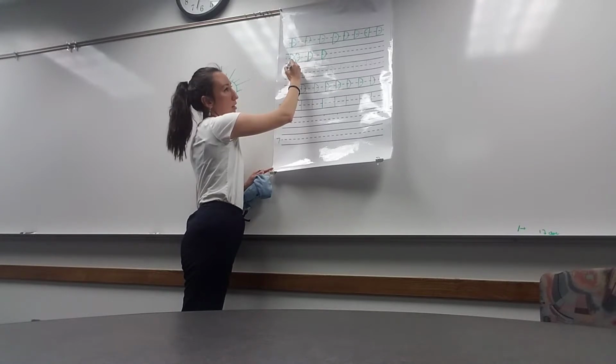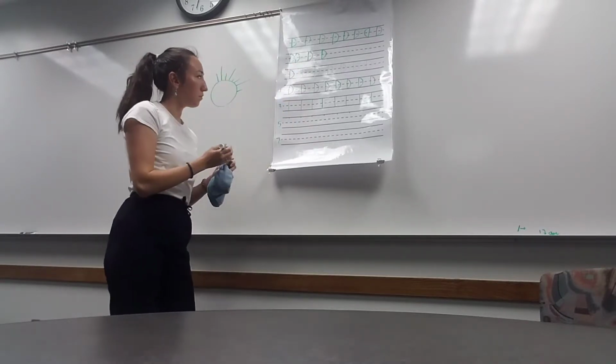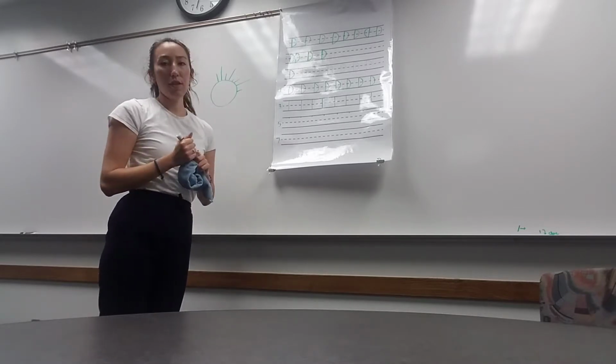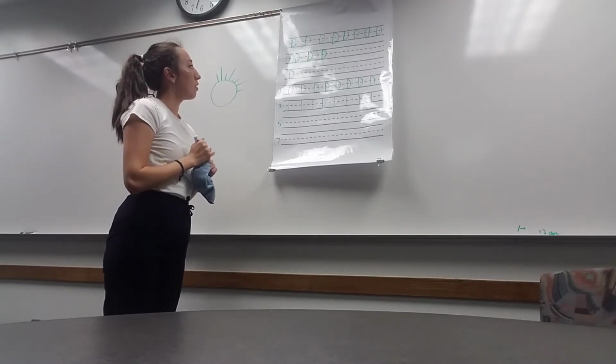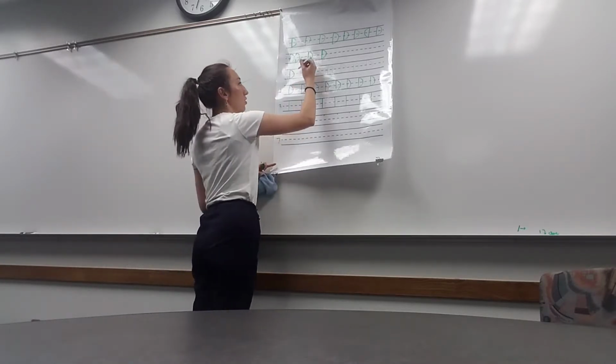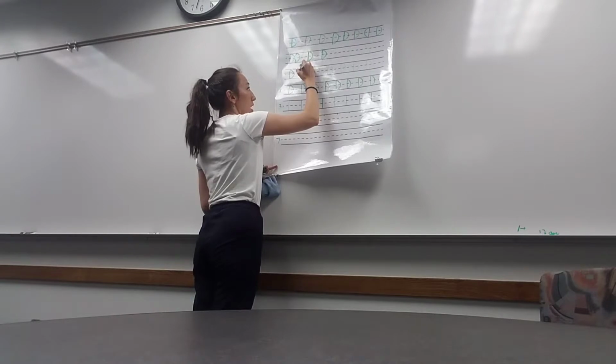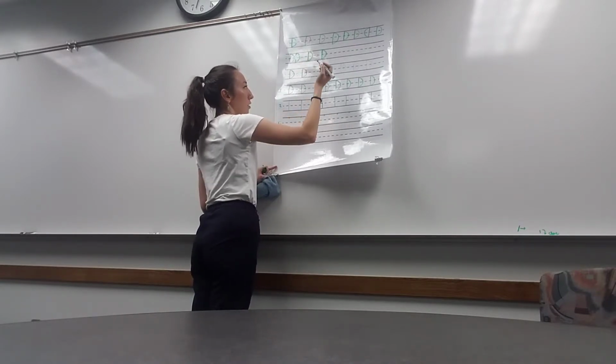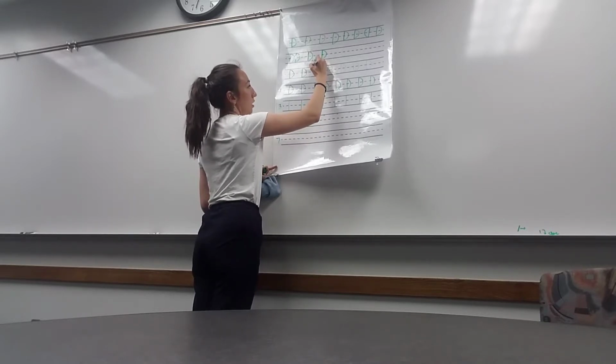Recite as I trace uppercase D. Down, curve around to the right. Now you say with me, recite and say uppercase D as I trace. Down, curve around to the right. Let's do one more. Down, curve around to the right.